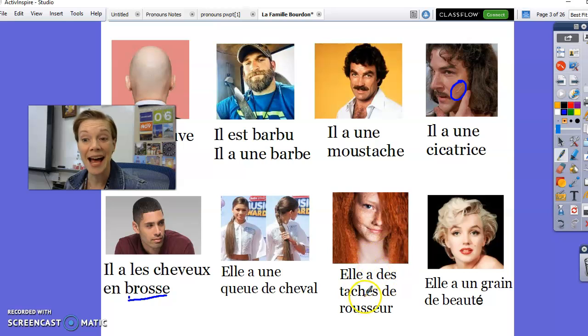Elle a des taches de rousseur. Des taches de rousseur. Talking about her freckles. Et elle a un grain de beauté. Un grain de beauté. Voici. Vous comprenez? Super.